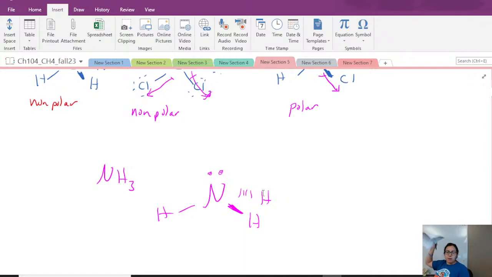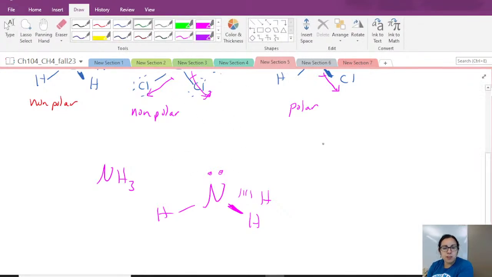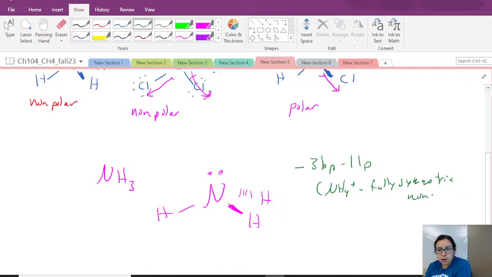And so, right, if you're unsure, we can look at our chart again. So remember, it's in our 4 electron pairs. So it has 3 bonding pairs, 1 lone pair. But that means, right, it's not fully symmetric. So the fully symmetric version of this, right, would be tetrahedral. So we could say, well, ammonium, right, that is fully symmetric, and therefore nonpolar.